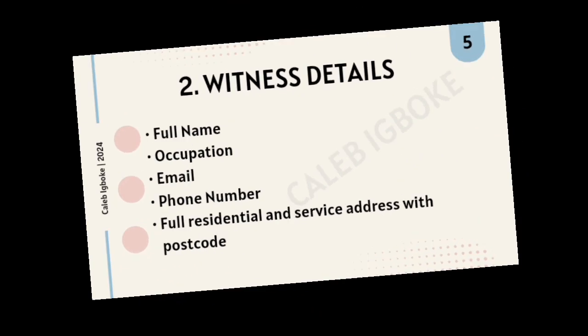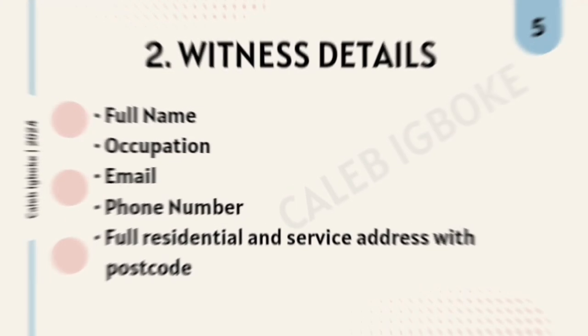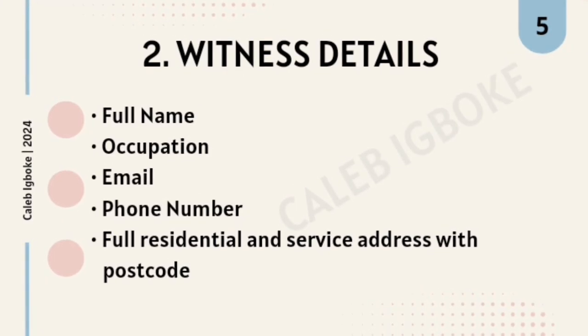Now we move to number 2, which is witness details. Who is a witness? Take for instance, when you buy a land, there are some persons that usually sign, called witnesses. Those persons don't have right over that land or whatsoever. The same way it is under this section. A witness doesn't have right in your company, and these are the details you should get from the person.